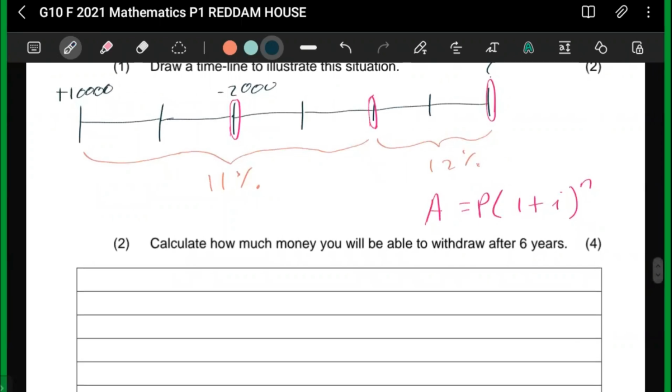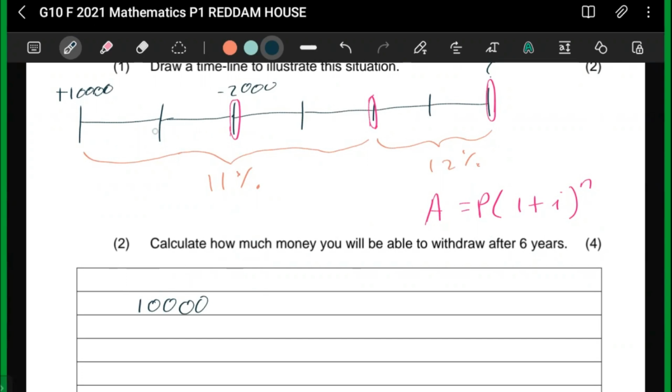This is how you're going to do it. In the beginning, 10,000 is invested, you see. So you put 10,000 here as the value of P. That 10,000, we're dealing with it for the first 2 years. Remember, you deal with calculations only until a change has happened.